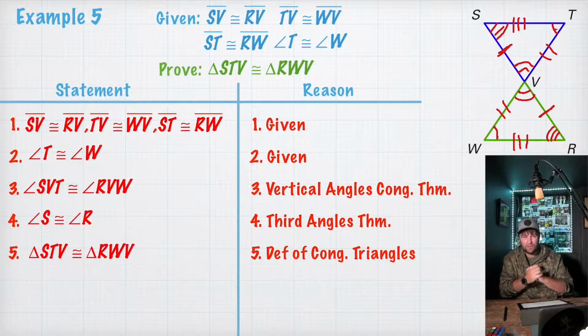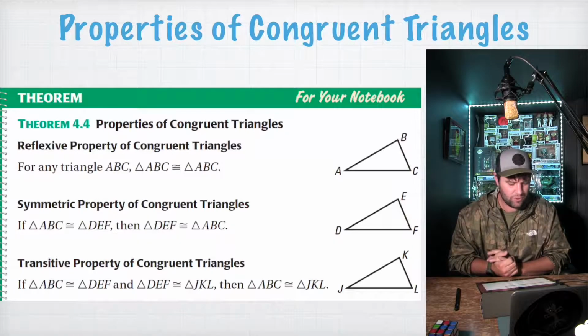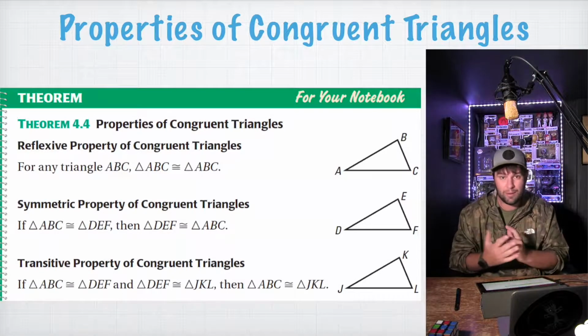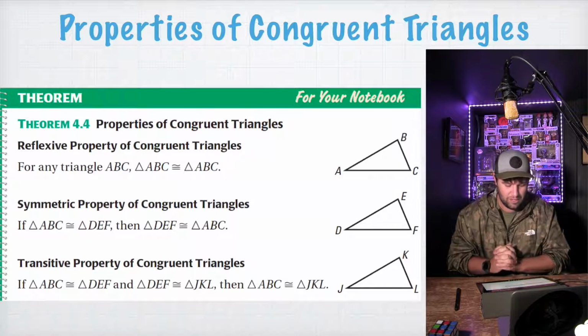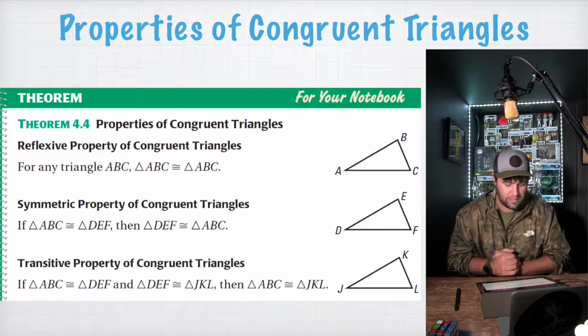Just got a little piece for your notes, and then we're out of here. So, properties of congruent triangles. You have the reflexive property of congruent triangles. For any triangle ABC, triangle ABC is congruent to triangle ABC. Reflexive property means they're congruent to itself. Symmetric property says if triangle ABC is congruent to triangle DEF, then you could flip the order and triangle DEF is still congruent to triangle ABC.